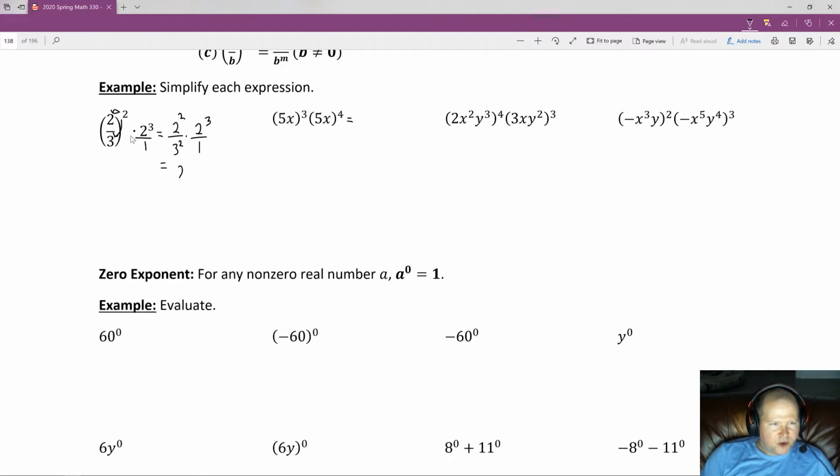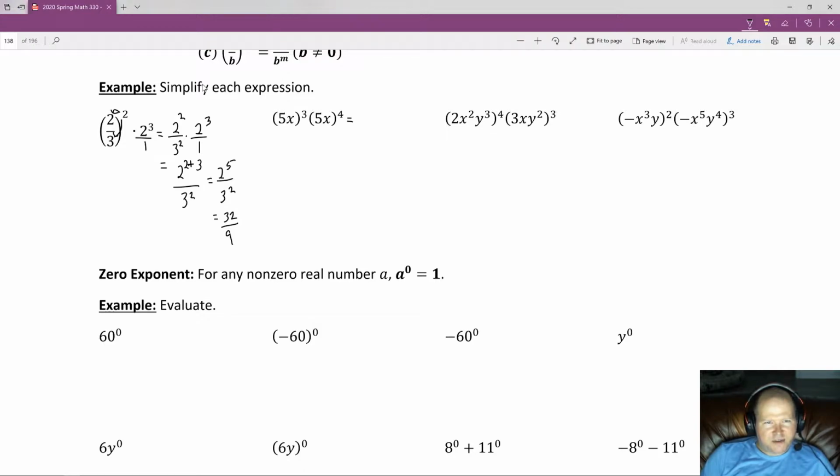So we end up with the numerator 2 to the 2nd power multiplied by 2 to the 3rd power, so we add their exponents together, and 1 times 3 to the 2nd power is 3 to the 2nd power. So 2 plus 3 is 5, so we end up with 2 to the 5th power over 3 to the 2nd power. 2 to the 5th power is 32, and 3 to the 2nd power is 9.